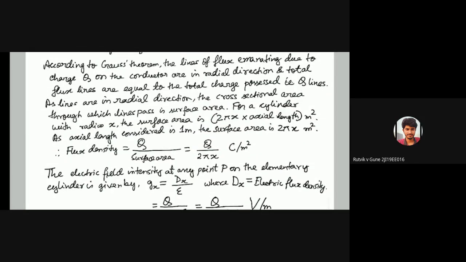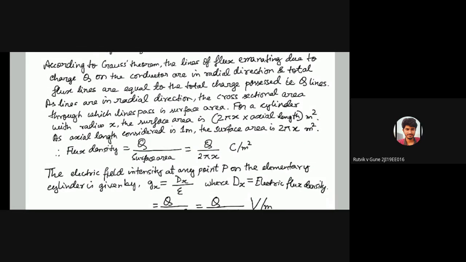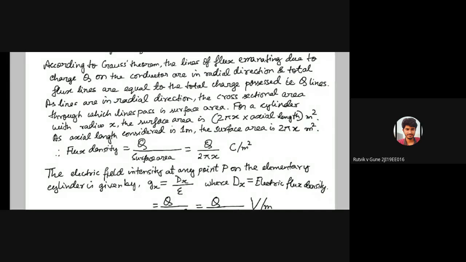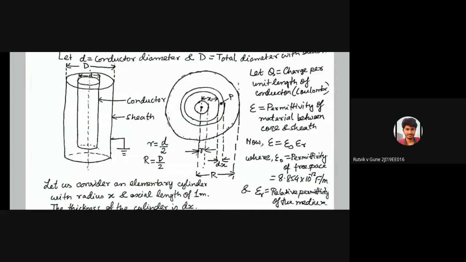Now, this is totally as per Gauss's theorem: the lines of flux that come out due to a charge q on the conductor are in the radial direction, meaning outwards from the center.